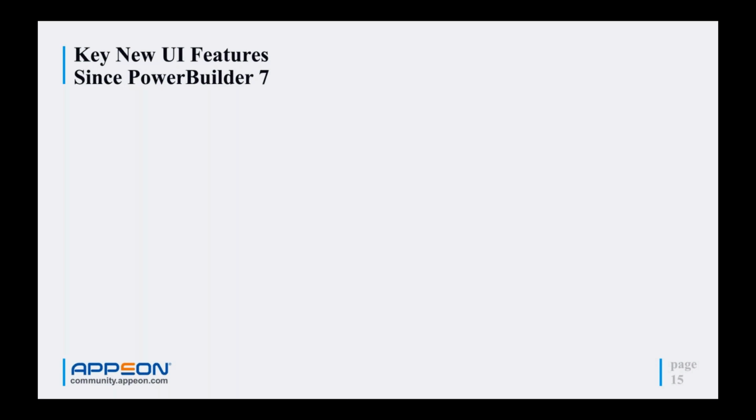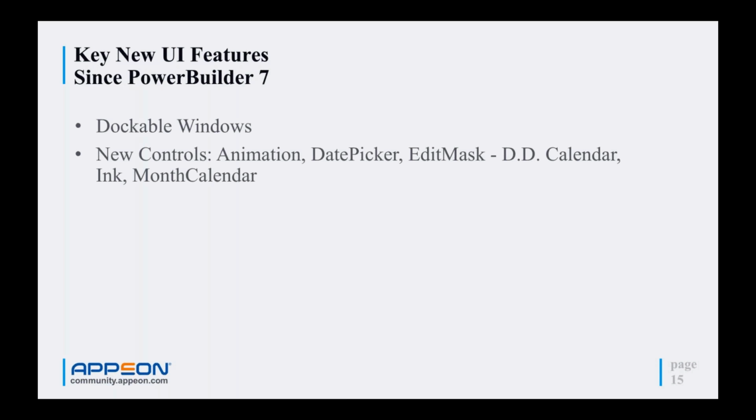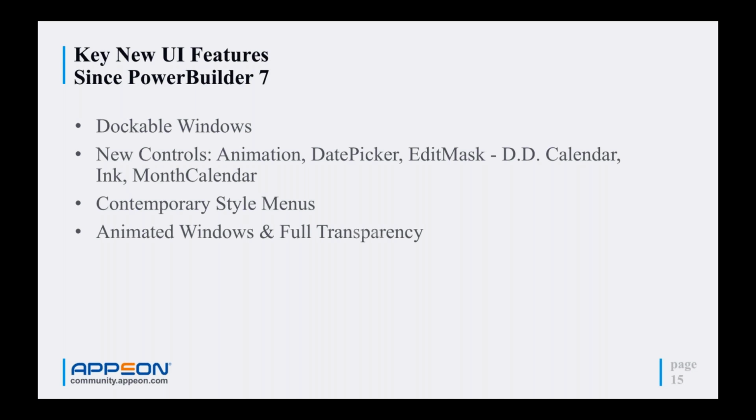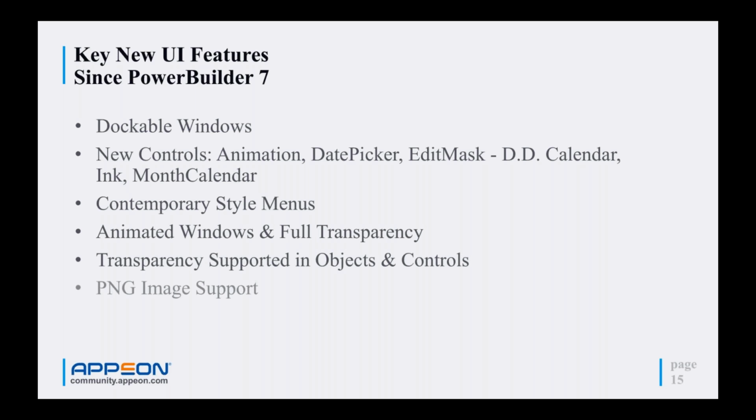Now, the key new UI features that have been added since PowerBuilder 7 to enhance the user experience are dockable windows, new controls like date picker, edit mask, drop-down calendar, ink and month calendar, contemporary style menus, animated windows in full transparency. Transparency is supported in objects and controls, by the way, and PNG image support will support that transparent channel on that PNG image. And then 3D graph styles and DirectX support.